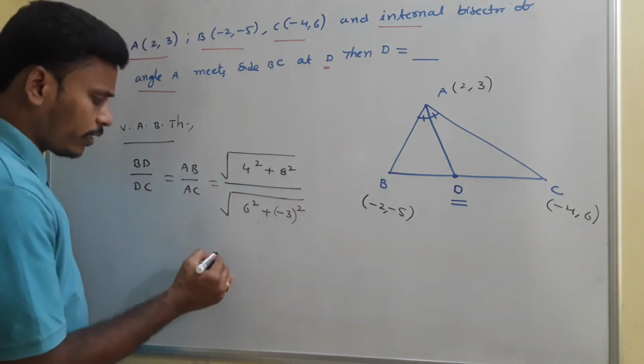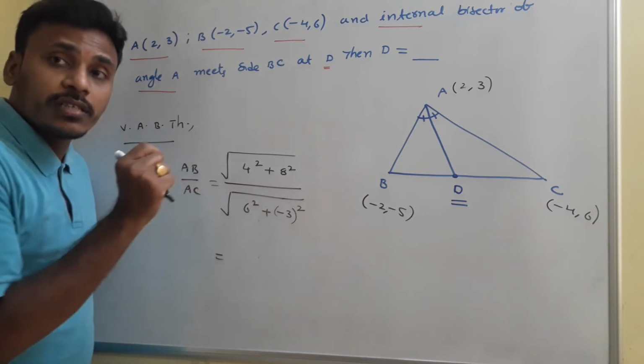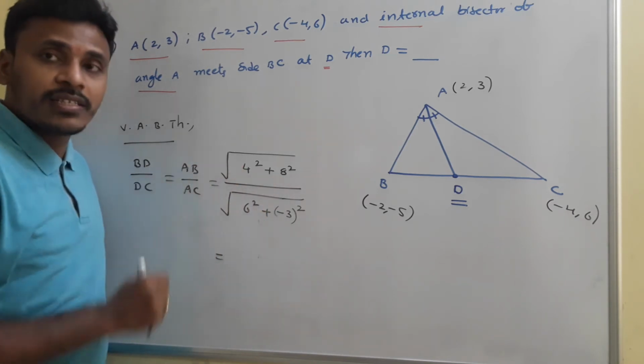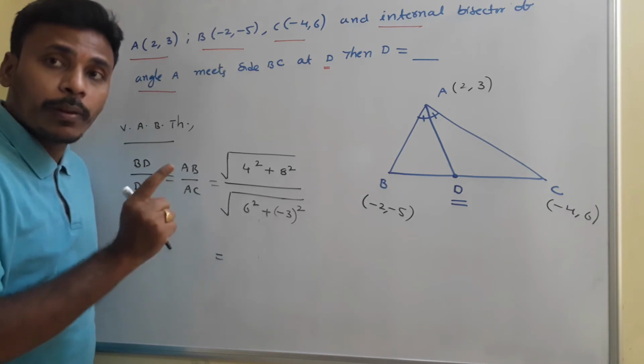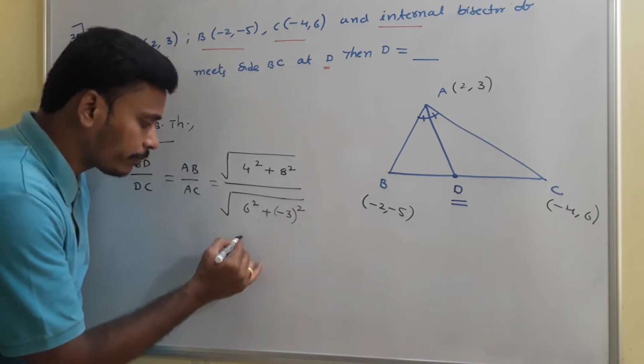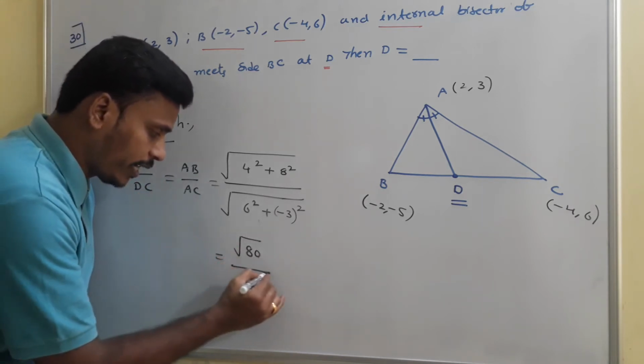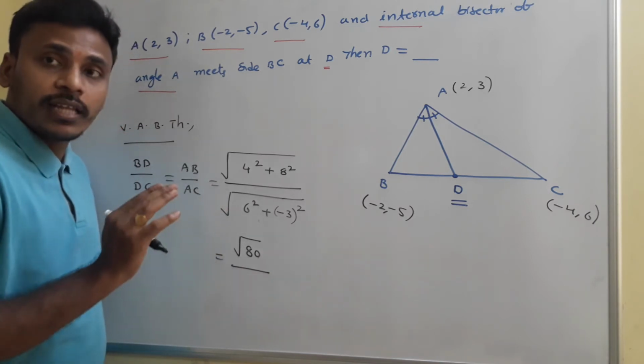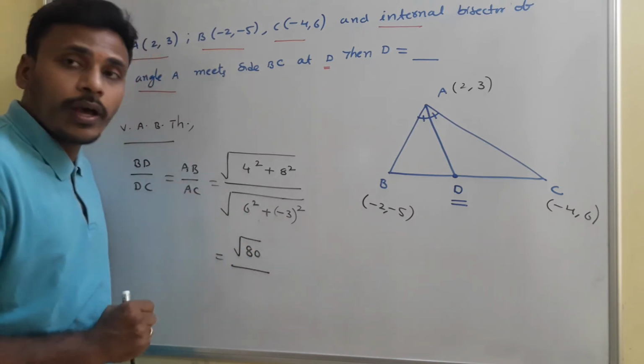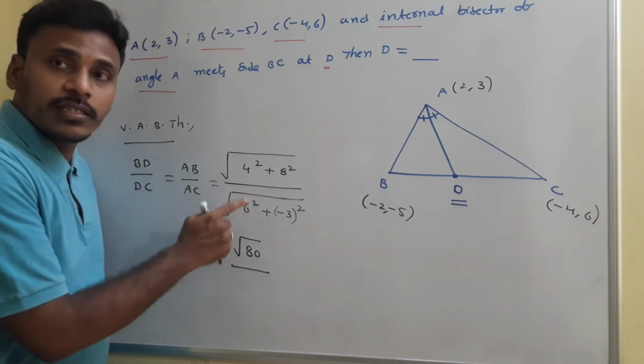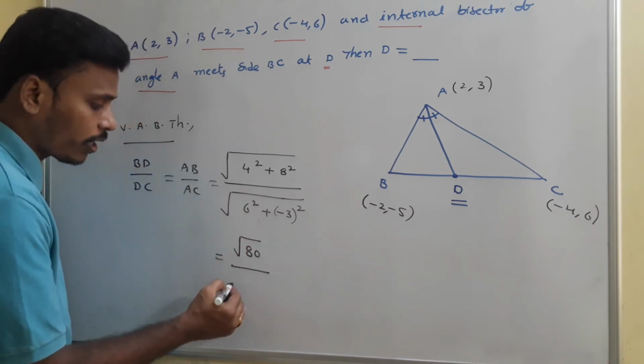So you just calculate it. That is equals to 8 square is what? 64. 4 square is 16. 64 plus 16 is root 80, divided by 6 square 36. 3 square 9. 36 plus 9 is how much? 45.